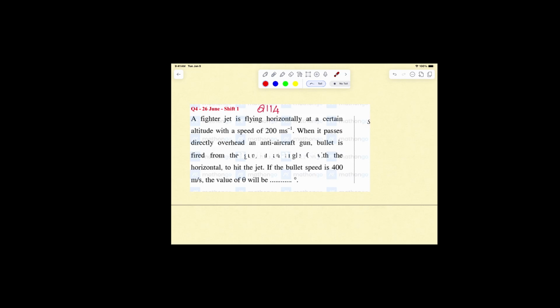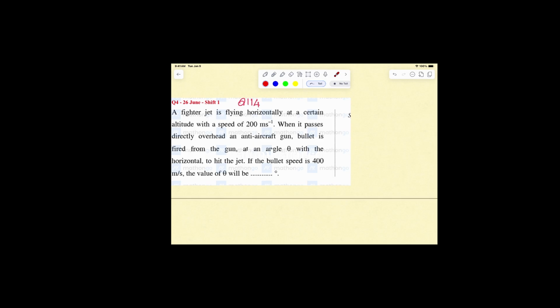Question 114. A fighter jet is flying horizontally at a certain altitude with the speed of 200 meters per second. When it passes directly overhead an anti-aircraft gun, a bullet is fired from the gun at an angle theta with the horizontal to hit the jet. If the bullet speed is 400 meters per second, then the value of theta will be. Okay, now this is a concept question, you must be careful.